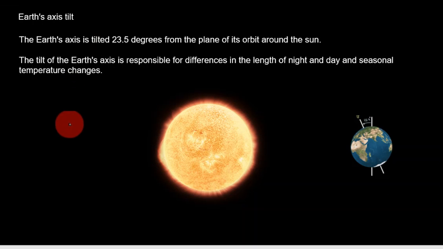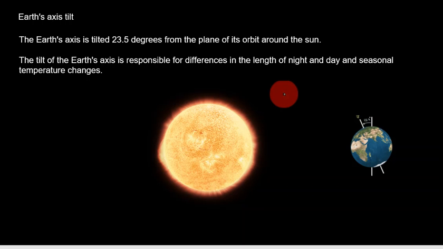So Earth's axis, Earth's tilt. The Earth's axis is tilted at, as we mentioned, 23.5 degrees from the plane of its orbit around the sun. The tilt of the Earth's axis is responsible for differences in length of night and day. So we have, for example, the different lengths of day and night, and the seasonal temperature changes that we observe as well. So during the summertime, it's nice and warm.